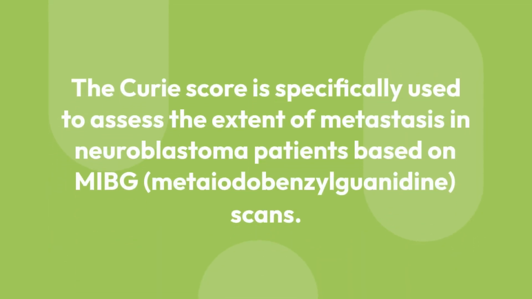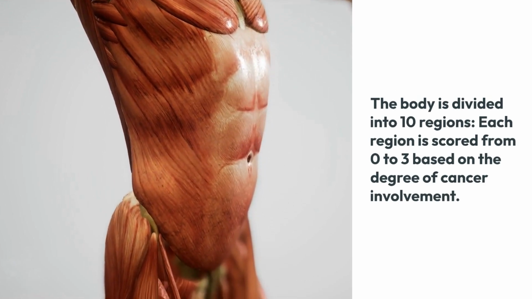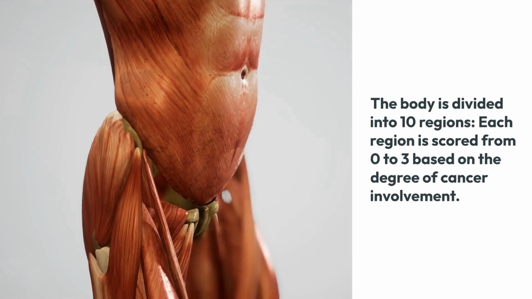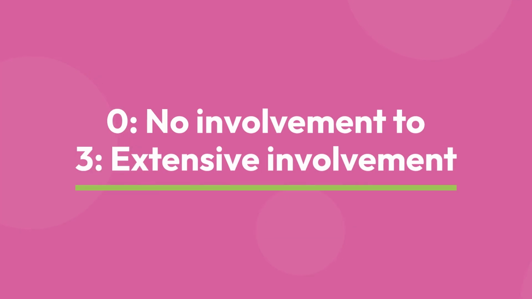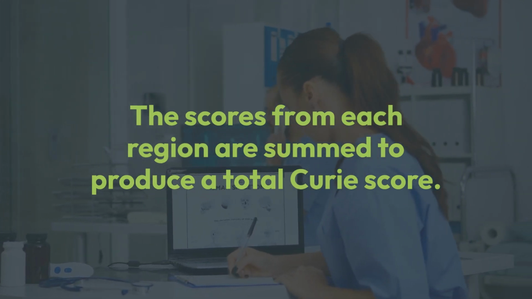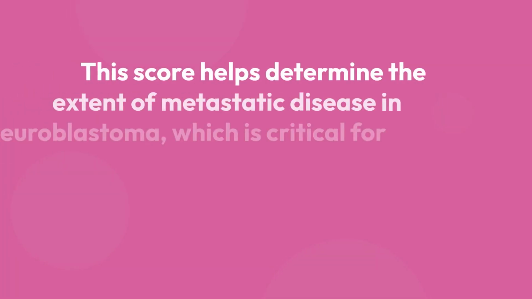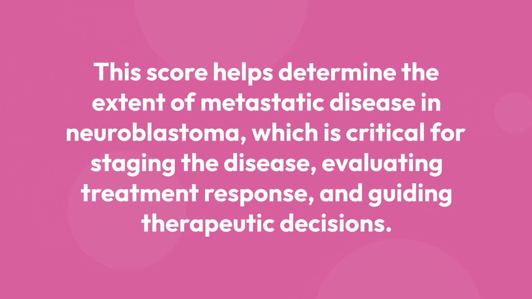The Curie score is specifically used to assess the extent of metastasis in neuroblastoma patients based on MIBG scans. The body is divided into 10 regions. Each region is scored from 0 to 3 based on the degree of cancer involvement: 0, no involvement, to 3, extensive involvement. The scores from each region are summed to produce a total Curie score. The maximum possible score is 30. This score helps determine the extent of metastatic disease in neuroblastoma, which is critical for staging the disease, evaluating treatment response, and guiding therapeutic decisions.